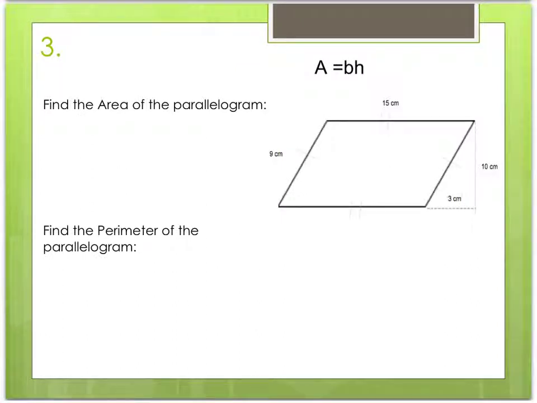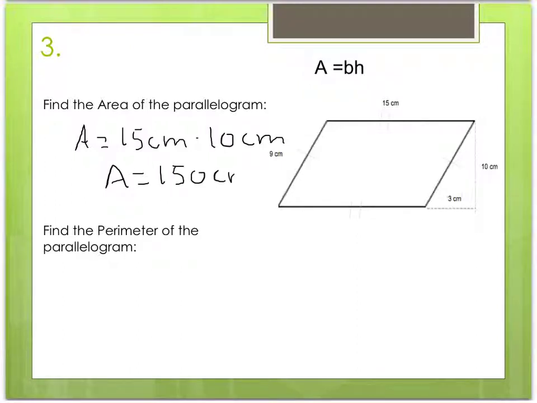For the third question on this assessment, we are looking to find the area of this parallelogram. In order to do this, we are going to use the equation area is equal to base times height. Our base for the parallelogram is 15 centimeters, and the height of our parallelogram is 10 centimeters. Since we know these two values, we can now calculate our area. So area is equal to 15 centimeters times 10 centimeters, which gives us an area equal to 150 centimeters squared.